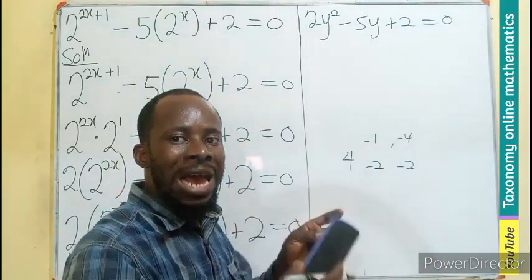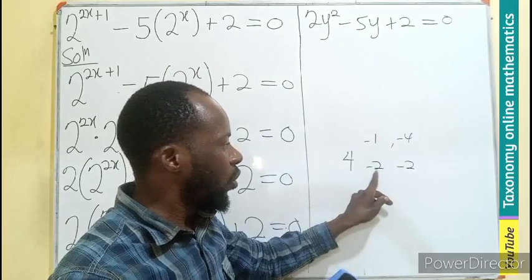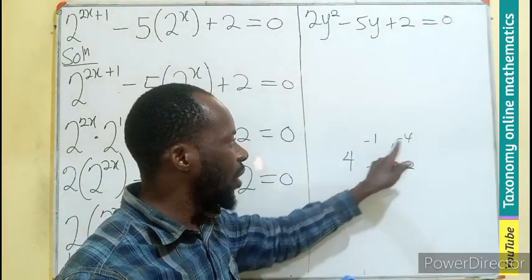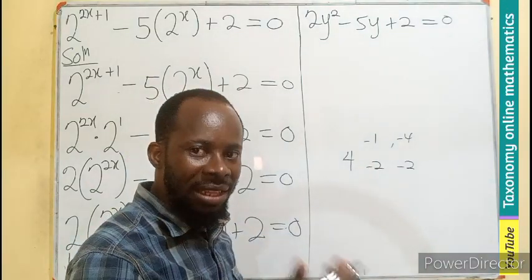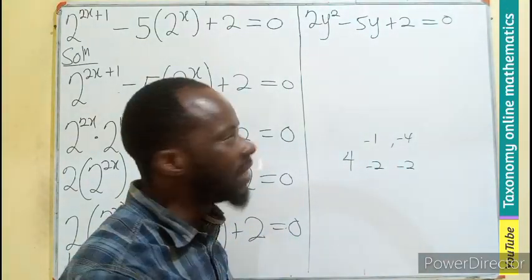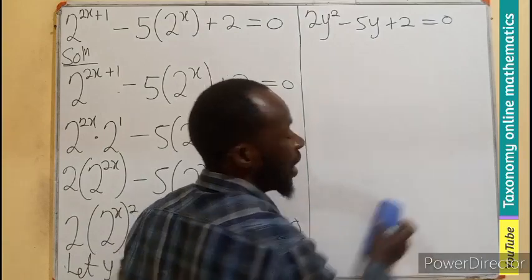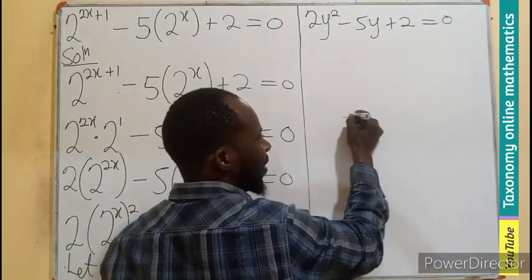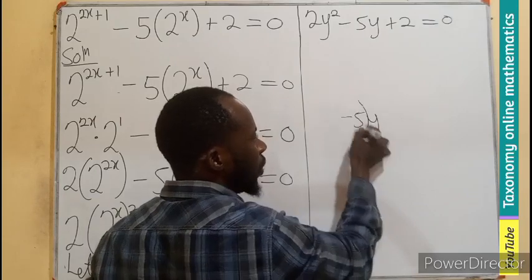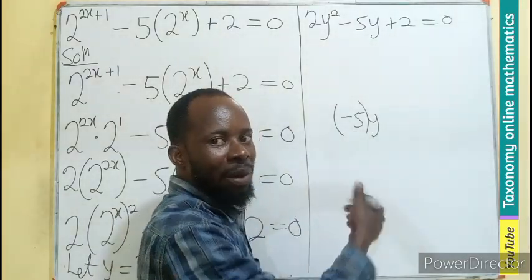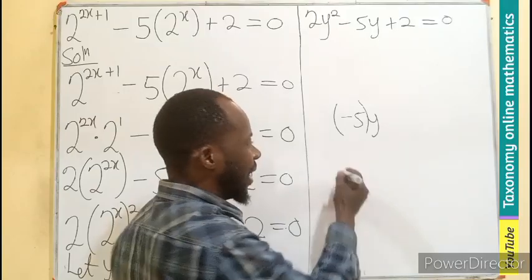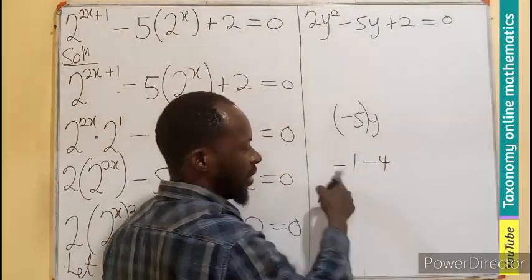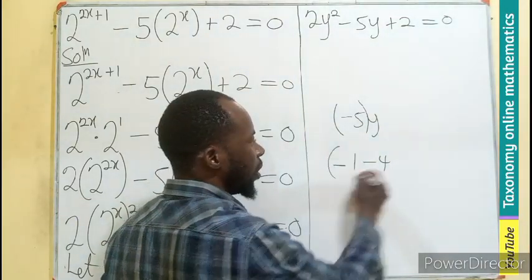So which one will you add to get negative 5? Right here, addition will give you negative 4. Here will give you negative 5. Meaning my factors will be negative 1 and negative 4, sorry. So let's replace this. Don't forget, this is negative 5y, which could be in this form. And we are replacing 5 by negative 1 and negative 4. You can see negative 1 minus 4 gives me back negative 5.